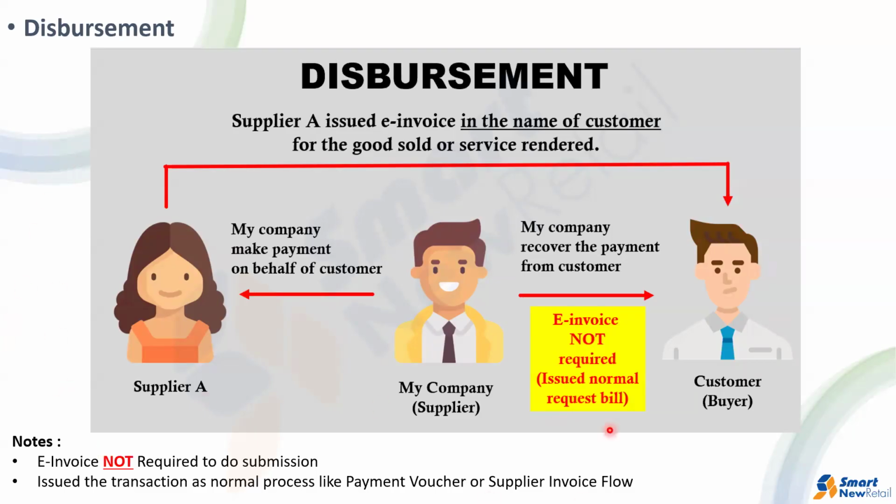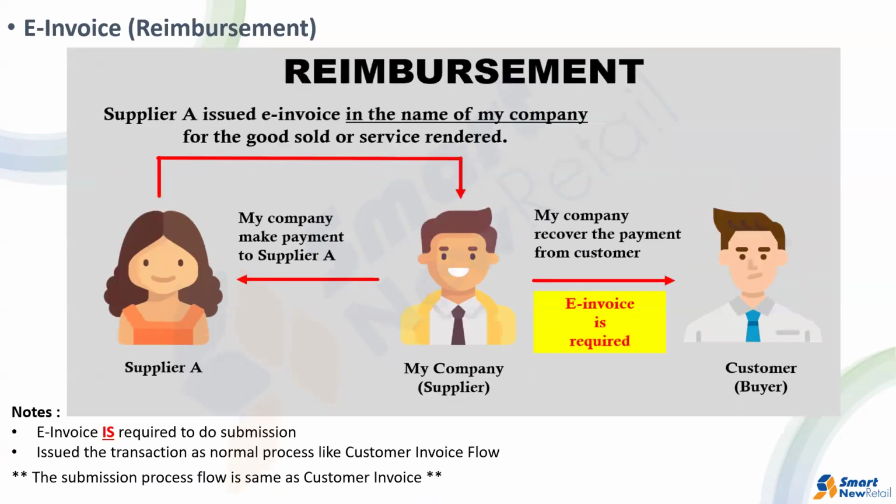So this is the normal flow. E-invoice is not required to do submission, issue the transaction as normal process like payment voucher or supplier invoice flow. So this is just a normal flow. For this one, supplier A issues e-invoice in the name of my company for the goods sold or service. My company makes payment to supplier A, but then I bill my customer.